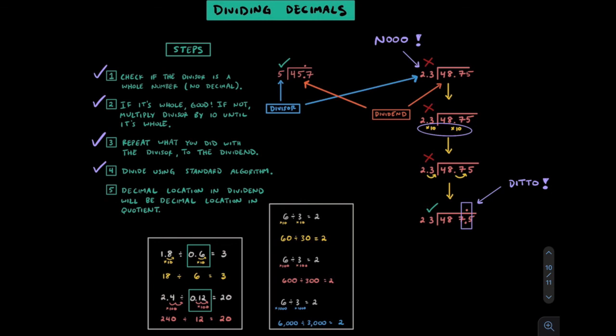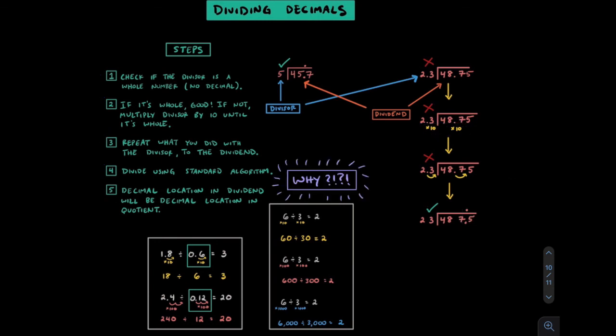Notice how the decimal place in the quotient is just going to copy the decimal place of the dividend. Now, if you're wondering why you can multiply the dividend and divisor both by 10 and get the same answer as the original problem, let me try to convince you here.